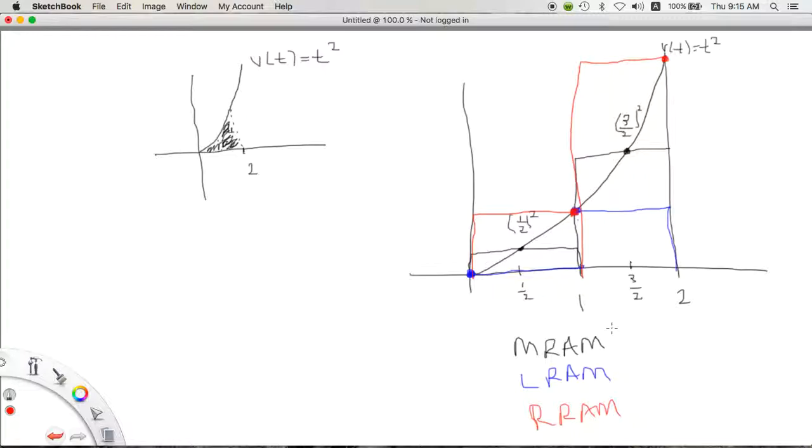Now, if you look at this picture, it's pretty clear. If you use more rectangles, you're going to get a better approximation. Calculating this out by hand is very tedious, especially if you start using a whole bunch of rectangles. To do the RRAM here, all we have to do is say the height here is 1, because that's what 1 squared is, times 1. So our first rectangle has an area of 1, and our second rectangle has an area where the height is 4, because that's 2 squared, times 1, which is our width of the rectangle.